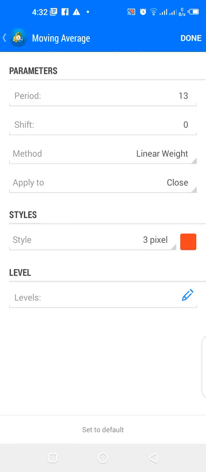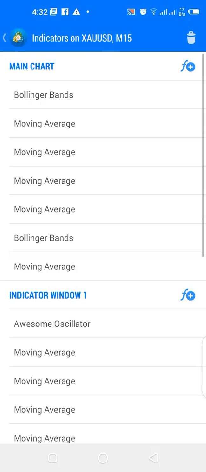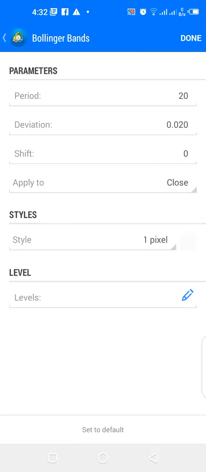Then we have 13 period linear weight, apply to close, color is red. Then we have Bollinger bands, 20 period, deviation is 0.020. This time around, the color will match the background chart color.